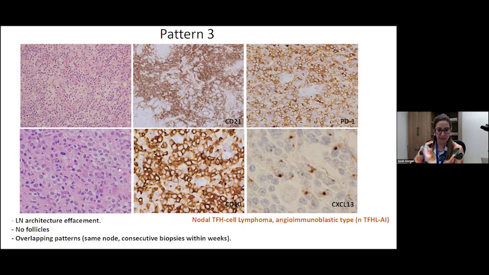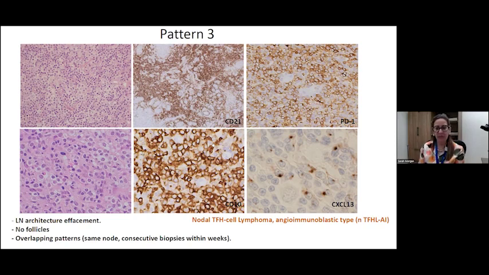The pale and clear cytoplasm are seen. And then the follicular dendritic meshworks are really expanded, as shown by CD21. And then the 3 other photomicrographs are showing the T follicular helper phenotype as we talked about it: PD1, CD10, and CXCL13.